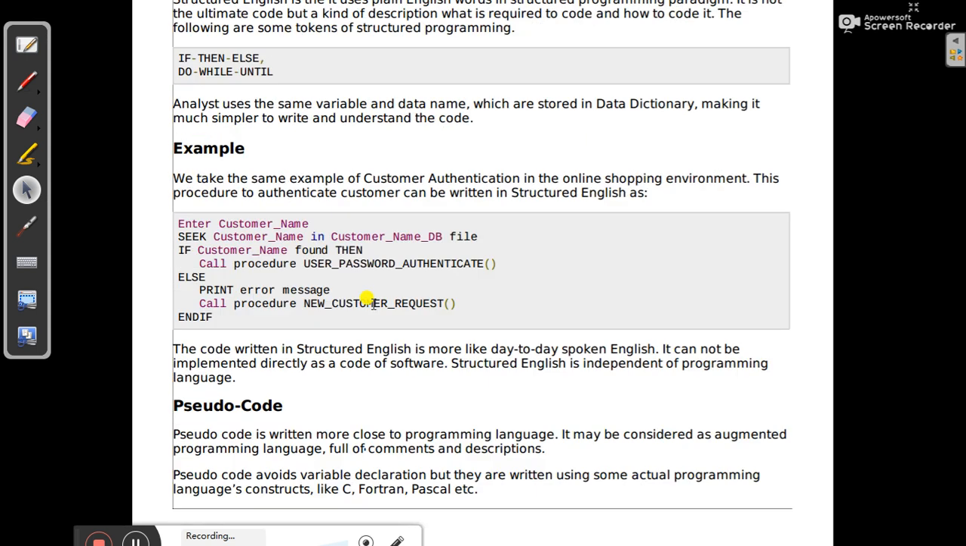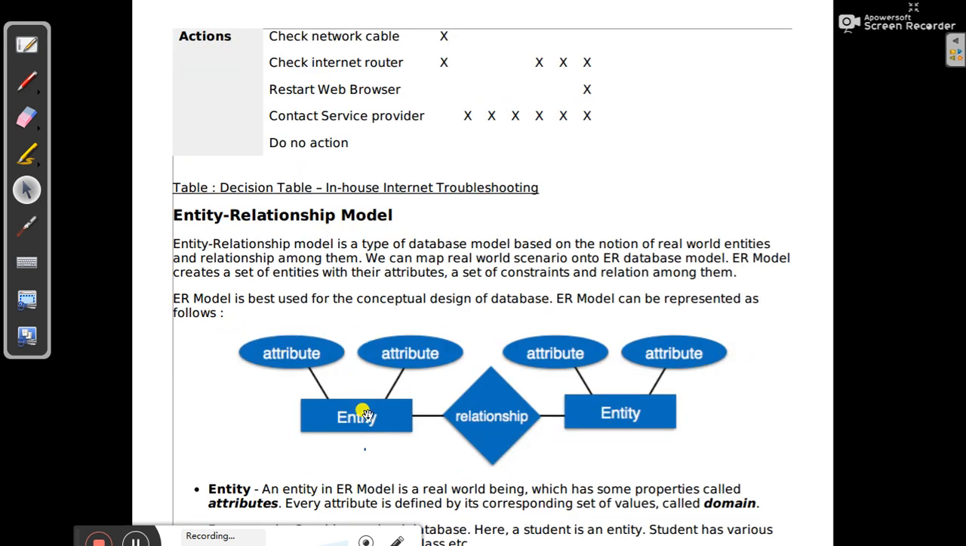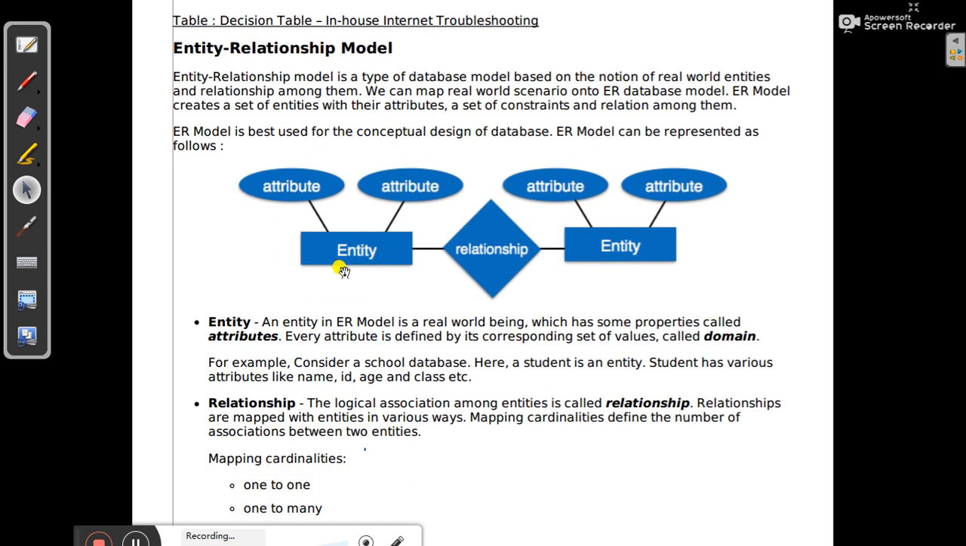I have discussed DFD in this video and a few things about structure charts, but please go through these also: what is the HIPO diagram, what is structured English, and what is pseudocode. But I am going to discuss this part because it is very important in the case of database systems. Okay, the ER model is best used for the conceptual design of databases. The ER model can be represented like this.